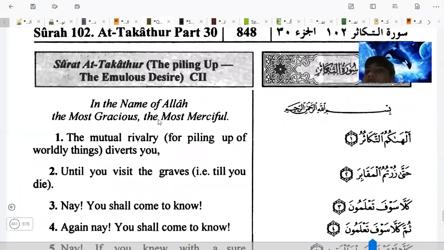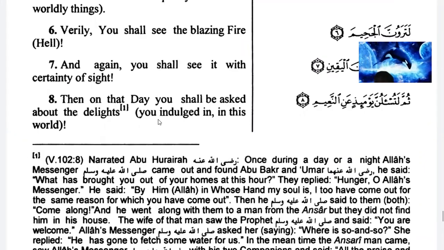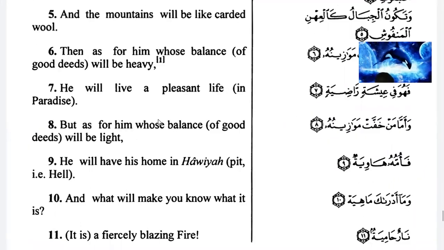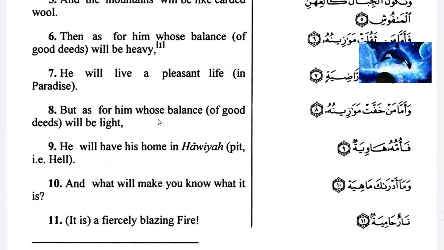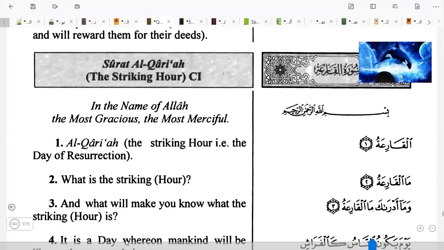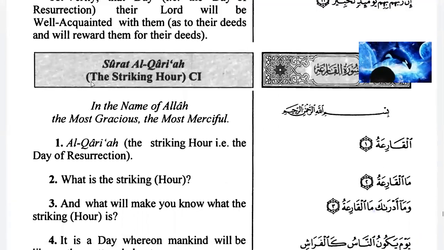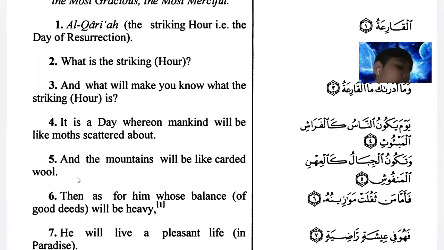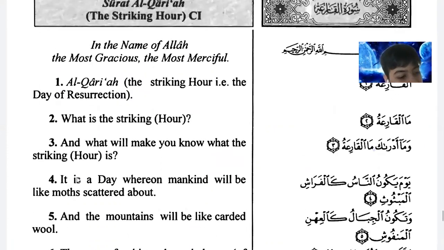Okay, any question? No. Do you need to memorize Surah Al-Qariah also? And tell me the points that you learned today. What did you learn today from the Quran? Tell me these points. Okay. On the day of judgment, the mountains will be soft as cotton wool. Second, those who do good deeds in this life will enjoy a pleasant life in the next life, and those who do bad deeds, their home will be in Hawiyah. What is Hawiyah? A fiercely blazing fire. Good.